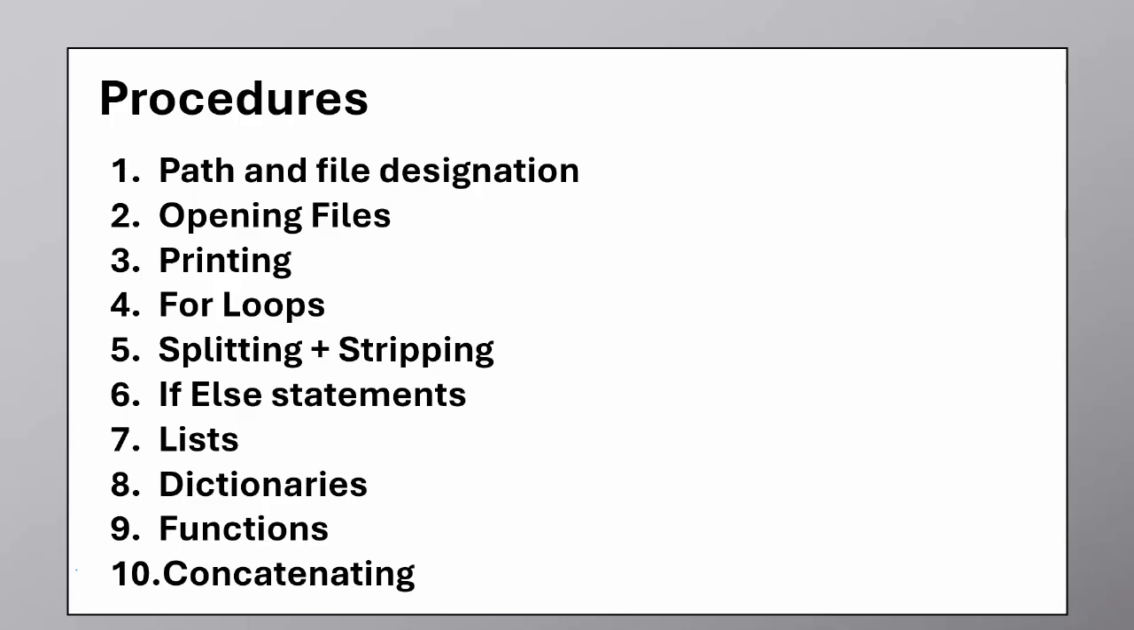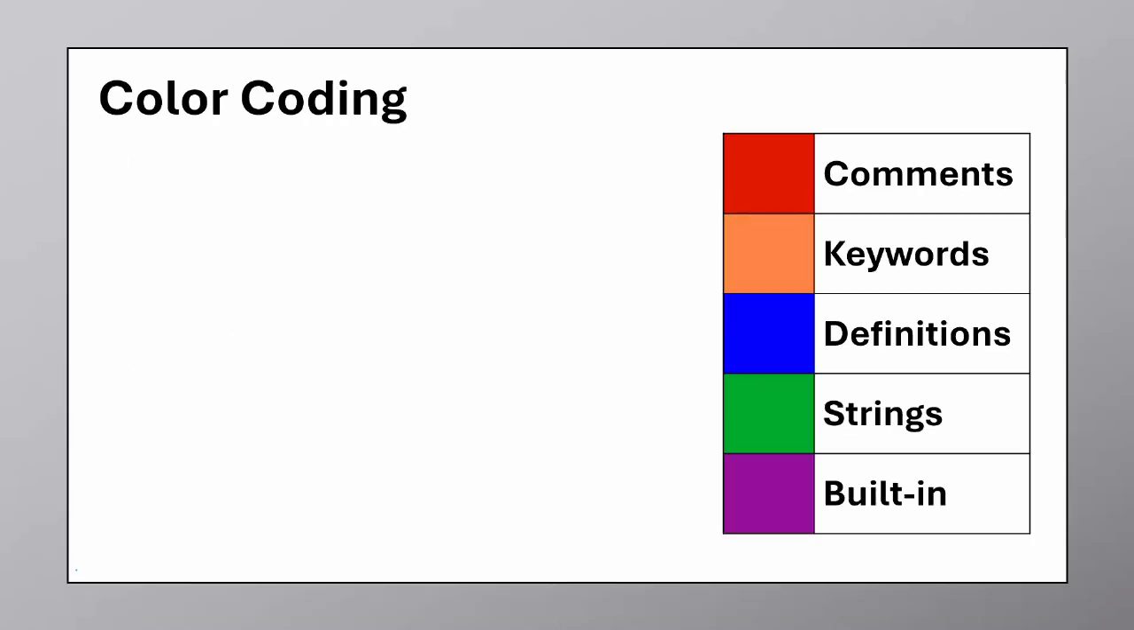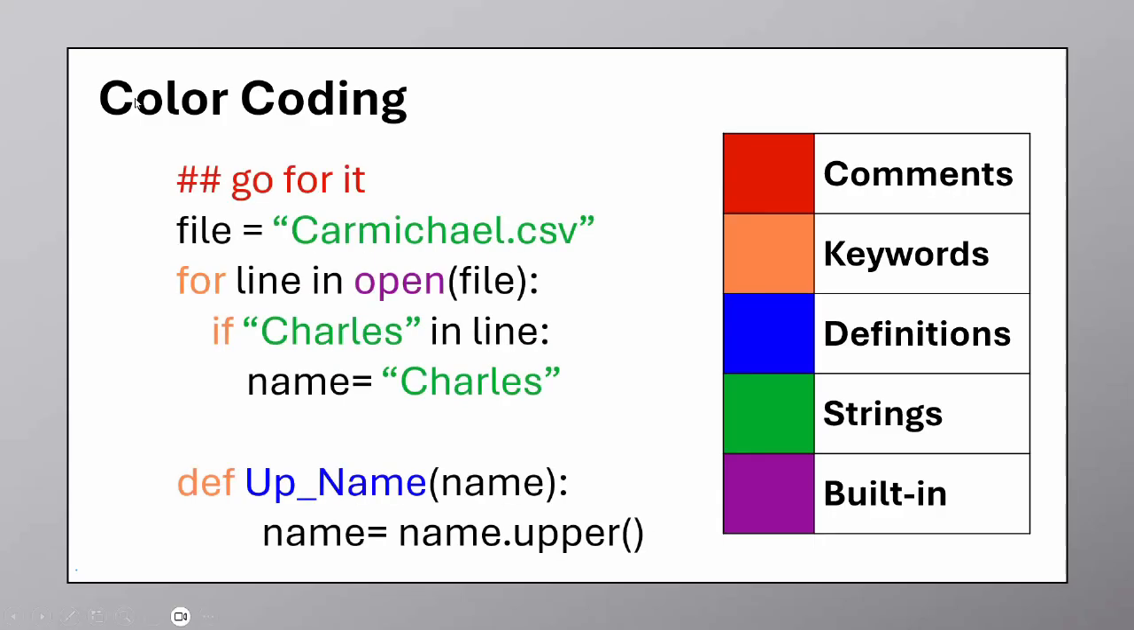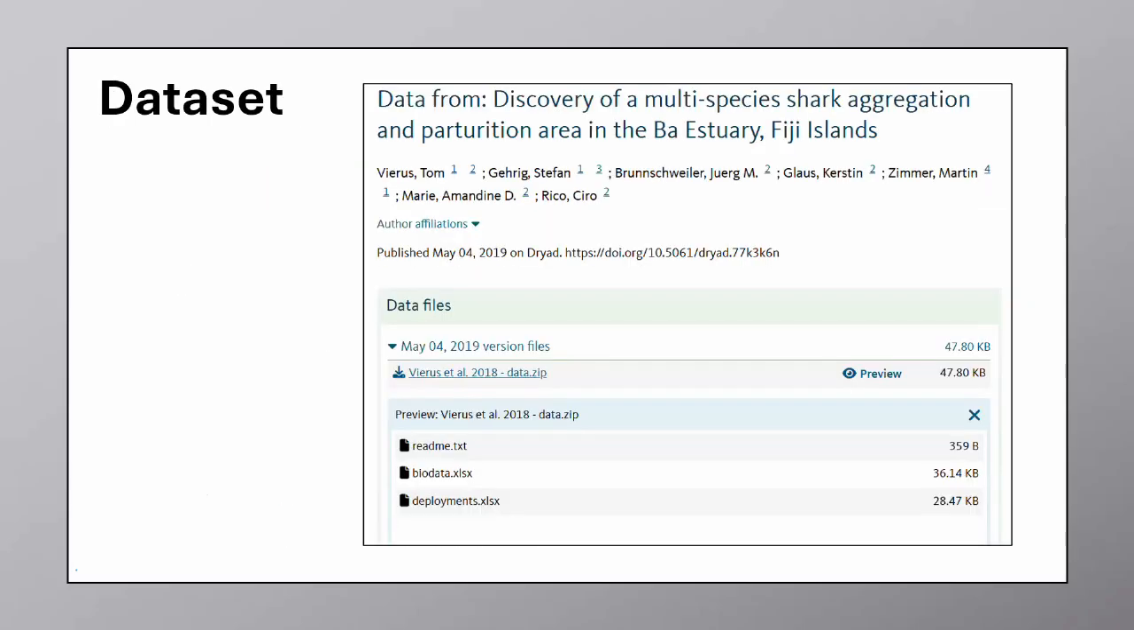So, look at path and file designation, opening files, printing, for loops, splitting or stripping, if else statements, lists, dictionaries, functions, and concatenating. For the color coding, I'll follow the Python IDE. Comments are in red, strings are in green, keywords in Python are orange, built-ins are purple, definitions are blue, and the rest is black.